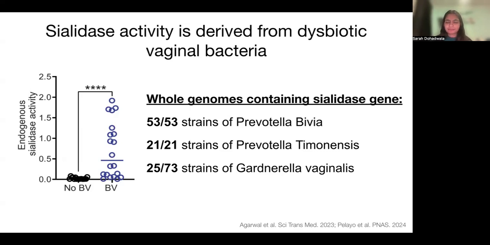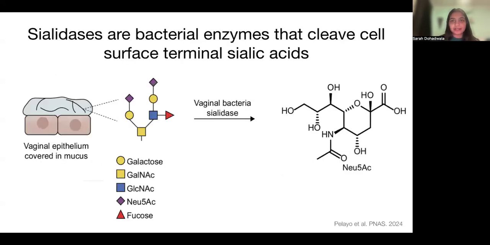And so the source of these enzymes is actually a couple of different vaginal bacteria. People have surveyed the genomes of these bacteria and found that a pretty large number of these BV-associated bacteria have genomes that contain sialidase coding genes. And these sialidases are bacterial enzymes that cleave cell surface sialic acids.